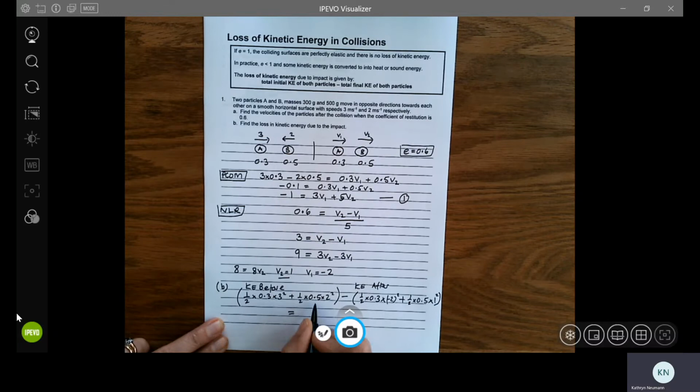And when I work these out in my calculator and subtract them, I get 1.5 joules. So 1.5 joules of energy is lost in this collision.